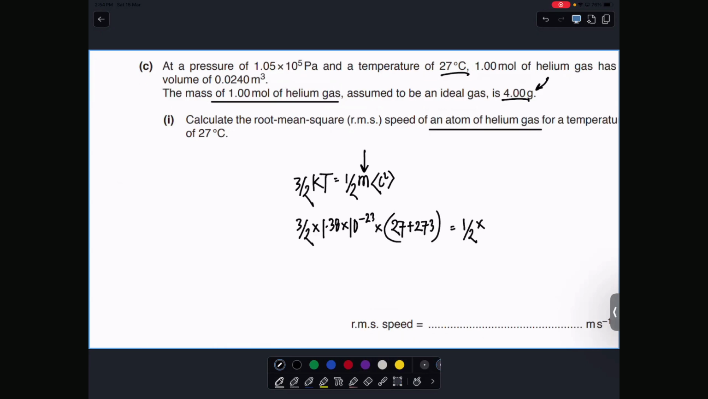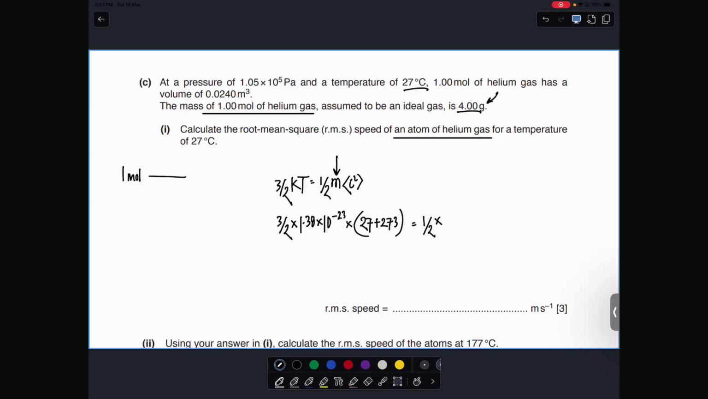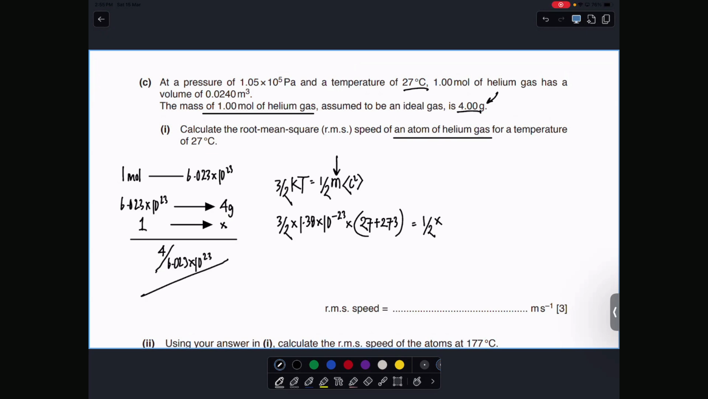Look at this 1 mole. 1 mole has how many particles? 6.023 into 10 to the power 23. This many helium atoms have what mass? 4 grams. I want to know the mass of one helium atom, right? So 1 should be equal to how much? That's going to be 4 divided by 6.023 into 10 to the power 23. That's not going to be the answer though, because that gives you grams, and our equation needs to be in what? Kilograms. So I have to divide by 1000 at the end, and eventually you will get the same thing.